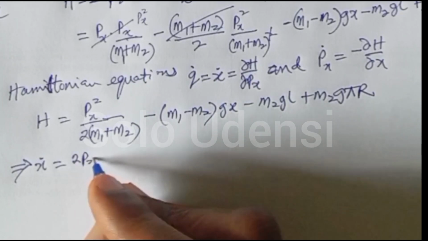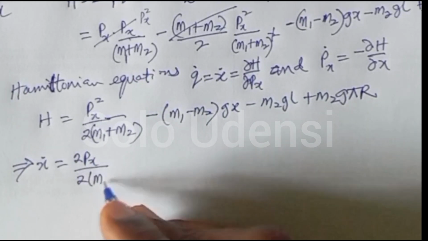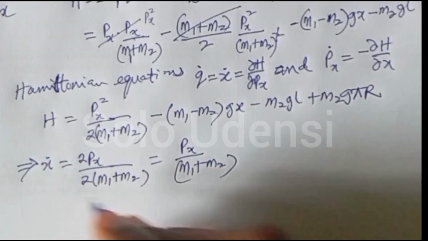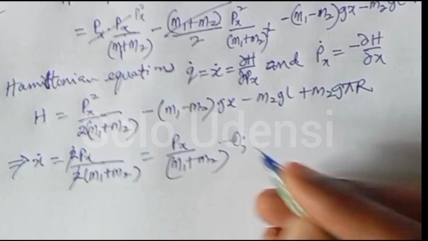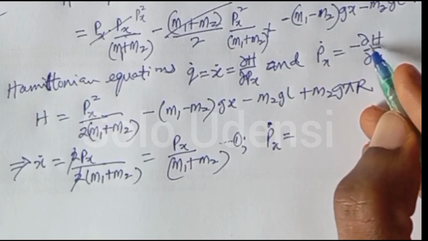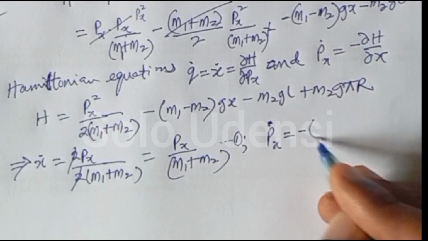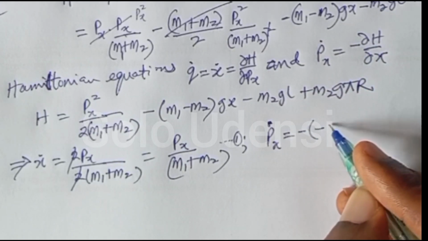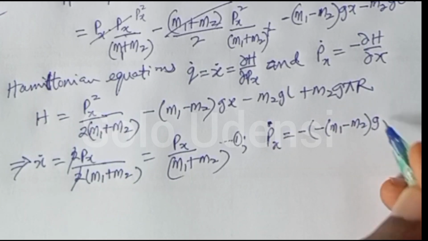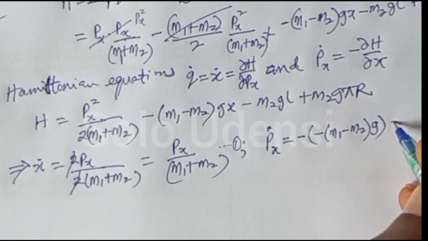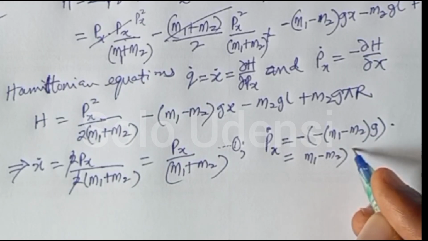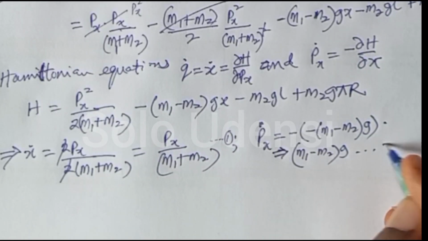Px over (M1 plus M2), and let's call it equation 1. Also, Px dot is equal to the negative of that. These ones are constant, so they are 0, and it equals plus (M1 minus M2) g. Let's call it equation 2.